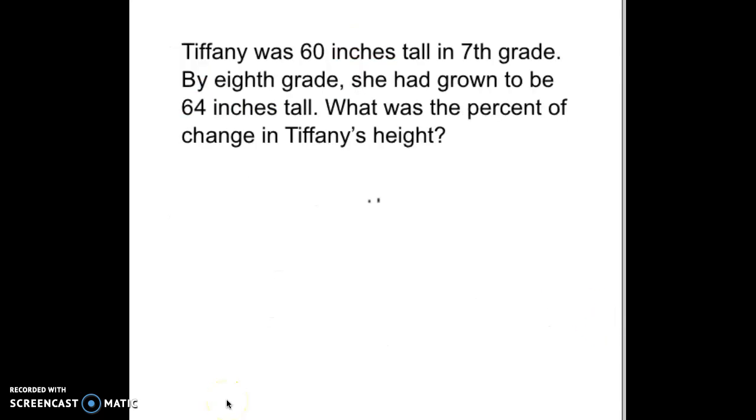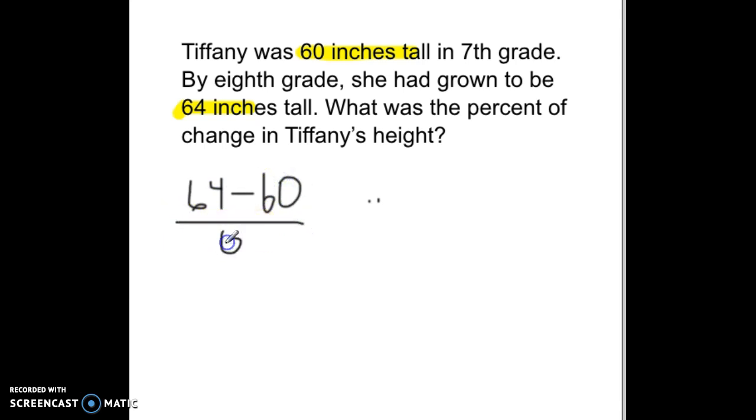Okay, so now we're going to deal with a problem with Tiffany. She was 60 inches tall in the 7th grade, and then she grew to be 64 inches tall in the 8th grade. So that's our two important facts that we're looking for, 64 inches and 60 inches.